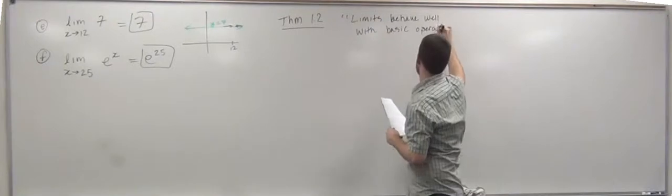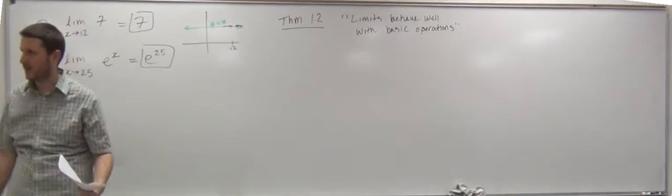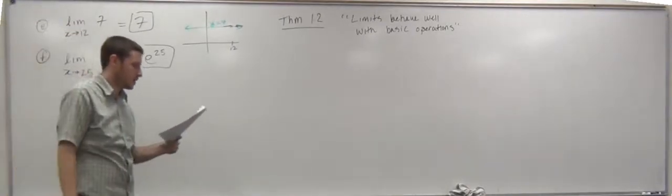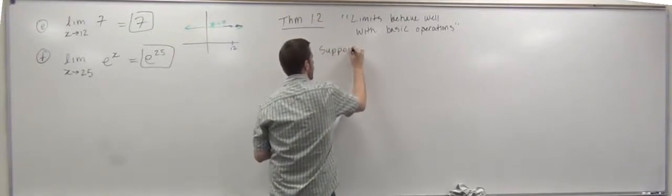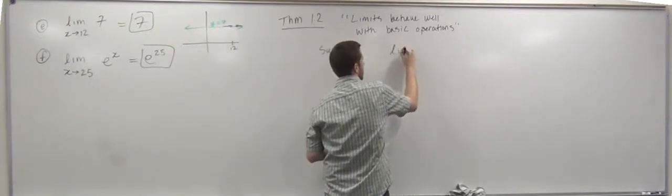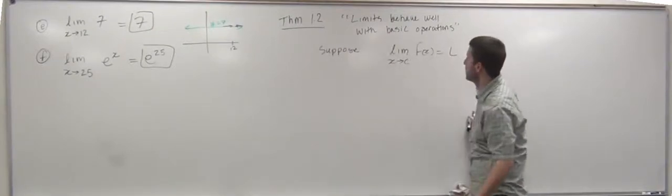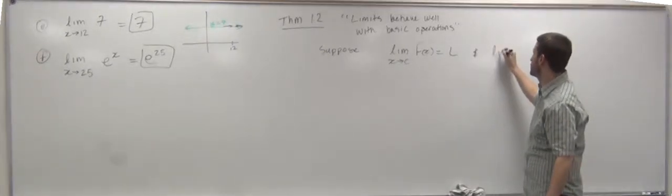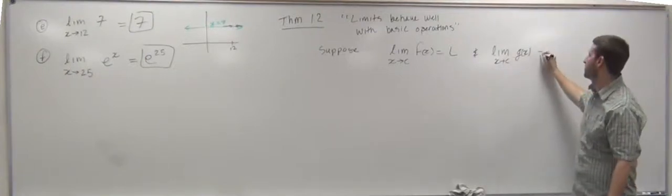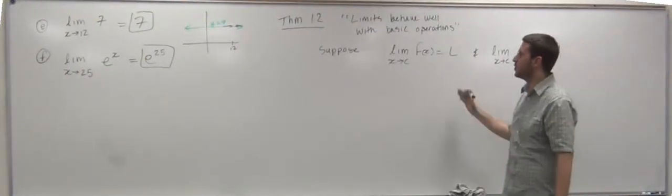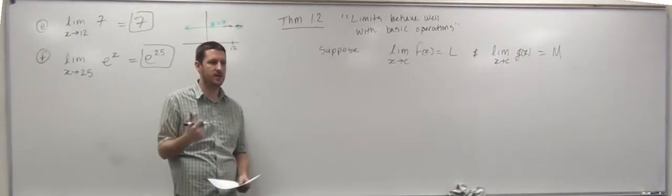So what do I mean by operations? What are our basic operations? Plus, minus, times, divide. Right. So here's how this works. Suppose you know the limit of some function f as x goes to c. And you know the limit of some function g as x goes to c. Then you know the limit of f plus g, f minus g, f times g, f divided by g.